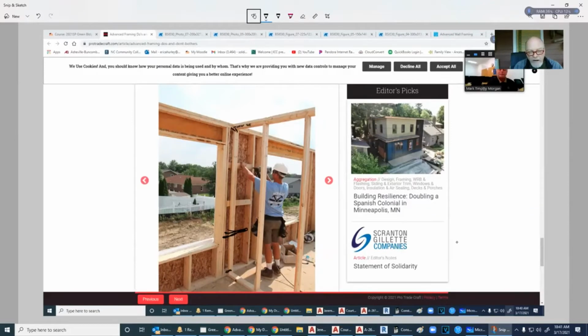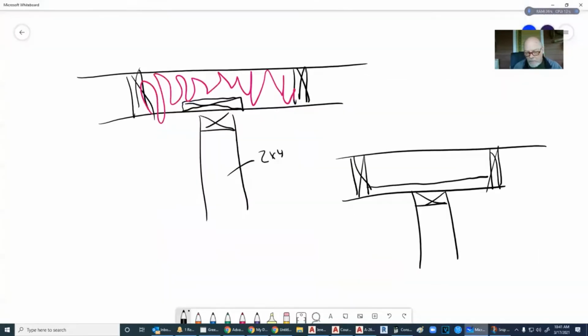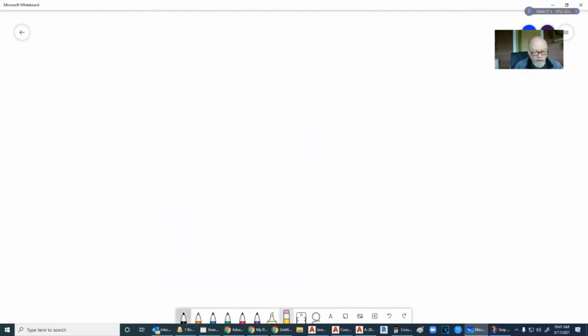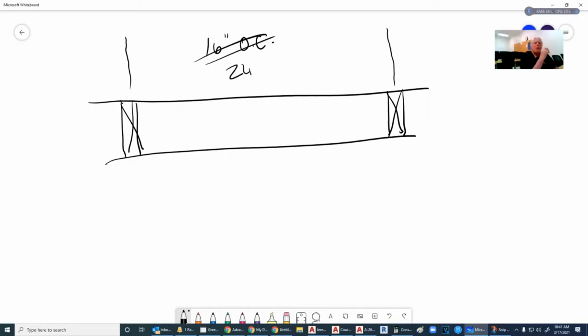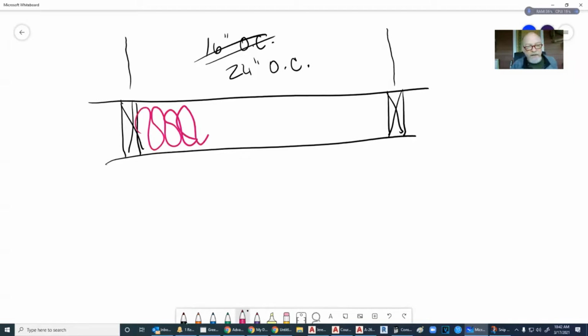Now, with advanced framing, we try to eliminate more wood. When we've got all this wood in here, more wood means less insulation. So one of the ways to increase our insulation is to change the on center spacing. Typically it's 16 inches on center, meaning from center to center it's 16 inches. We increase that to 24 inches on center, and by doing so, we're going from about 17% framing down to about 12 or 13% framing. That allows for more insulation to be placed in the wall.